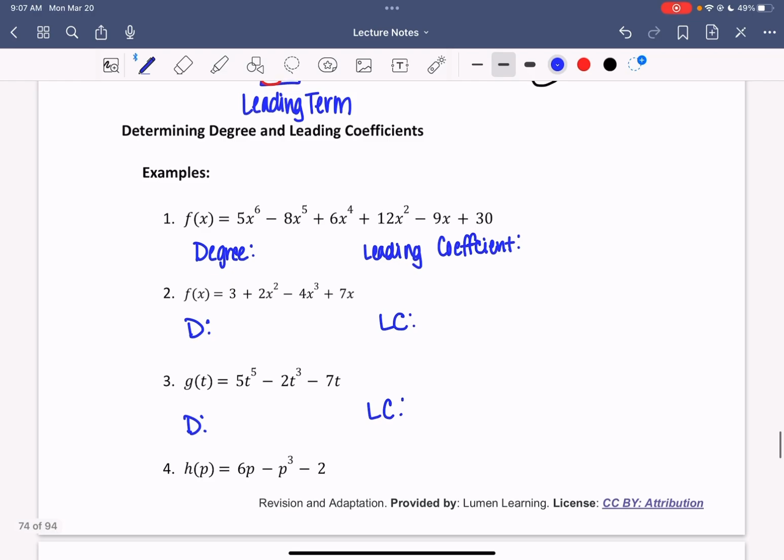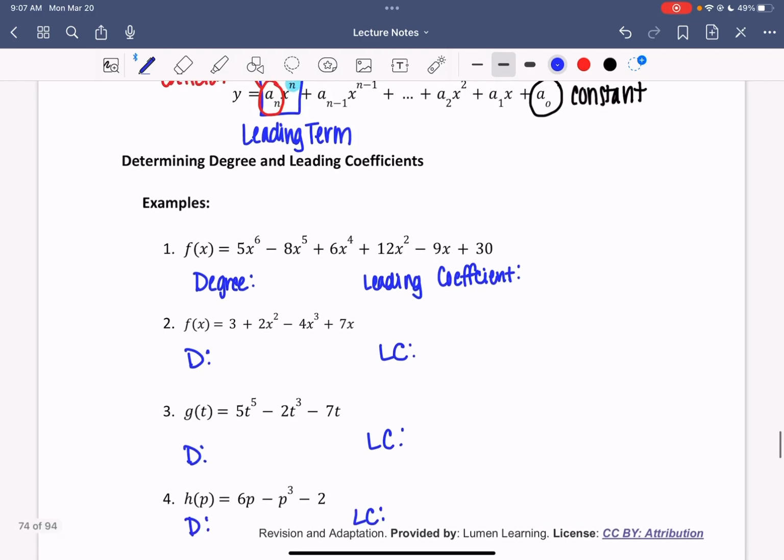What you're going to do in each of these problems is first look for the leading term, or the term that has the highest exponent on it. So I look throughout here and I go, okay, well, I have a 6th power, 5th power, 4th power, 2nd power, 1st power, no power. What's the highest one? This is my leading term. What is the degree of this whole thing? It's just that exponent. What is the leading coefficient? It's just the number 5, that large number in front of it.